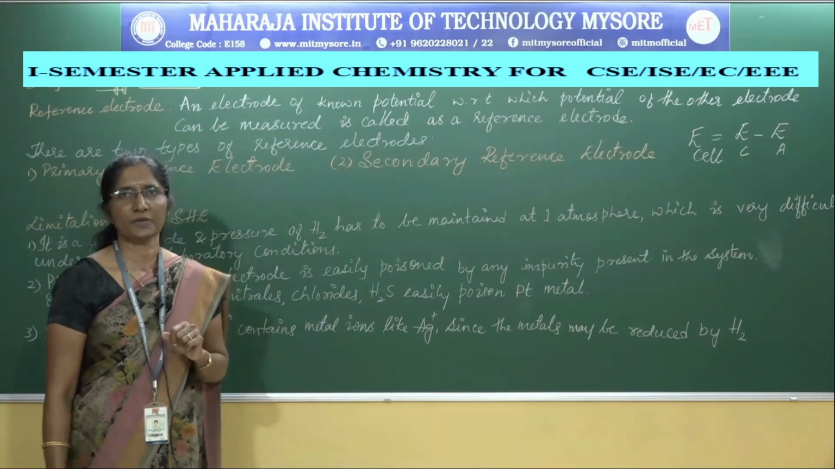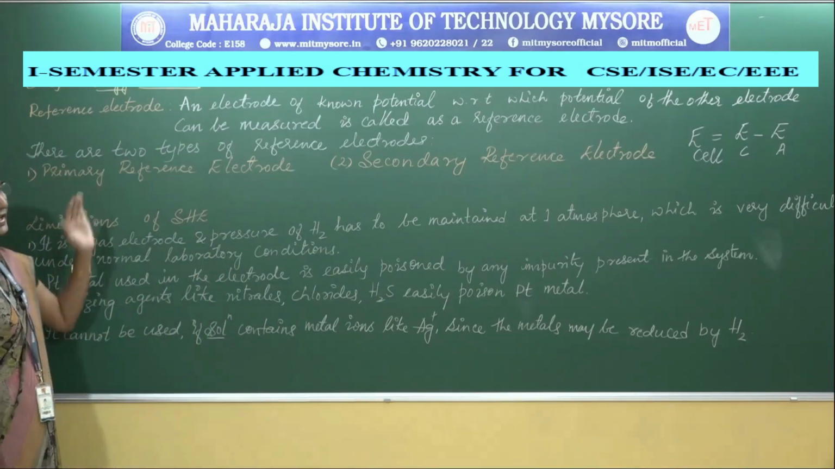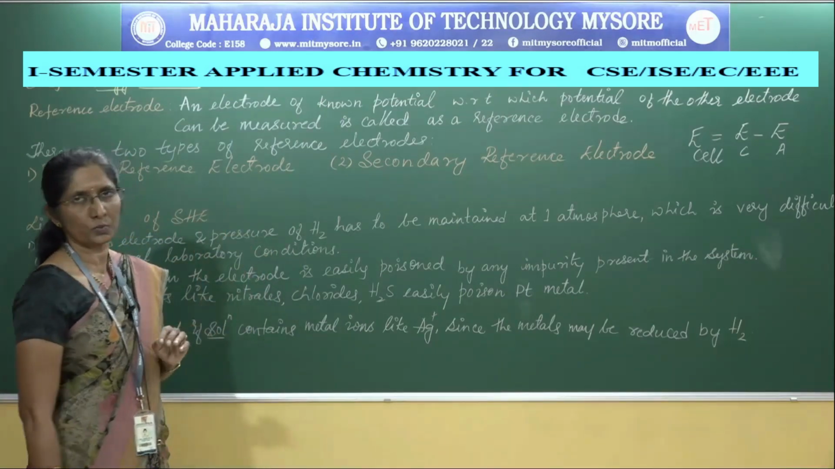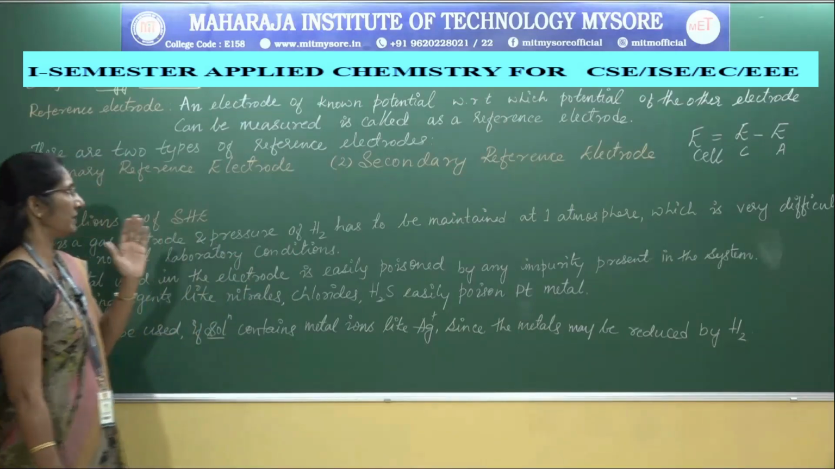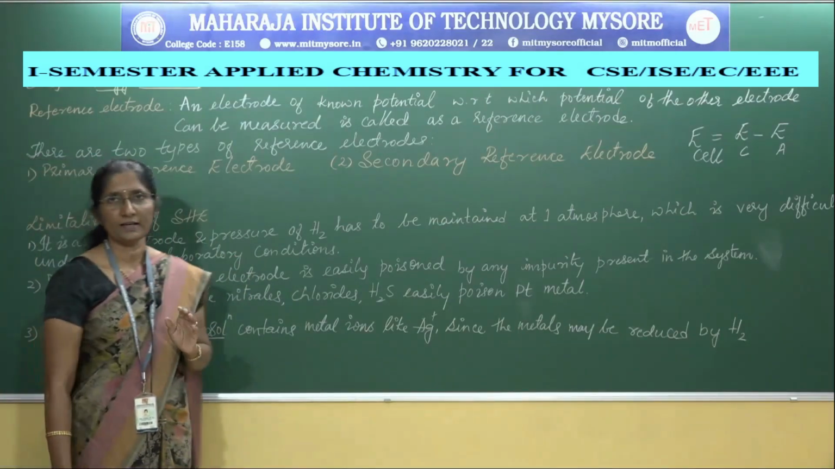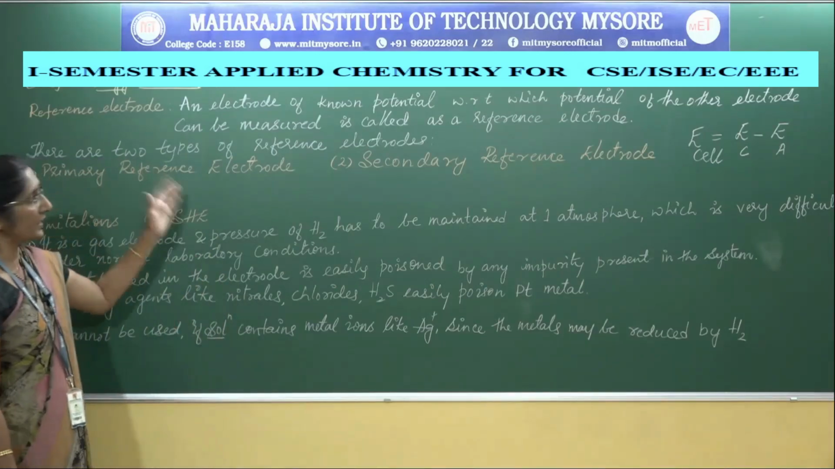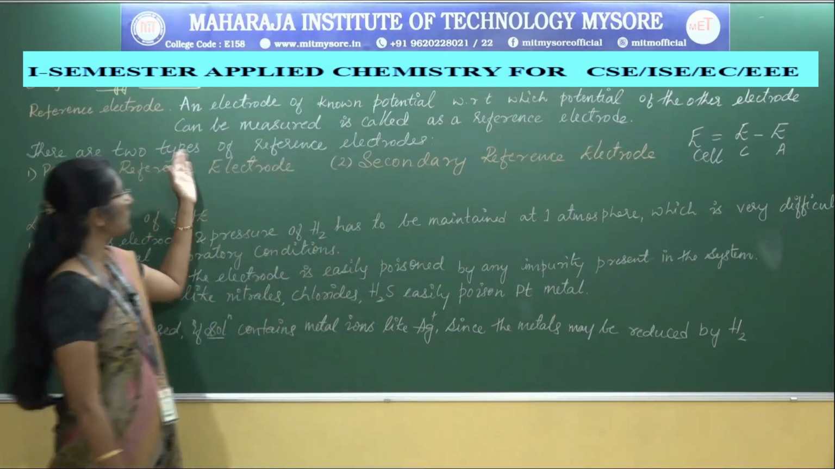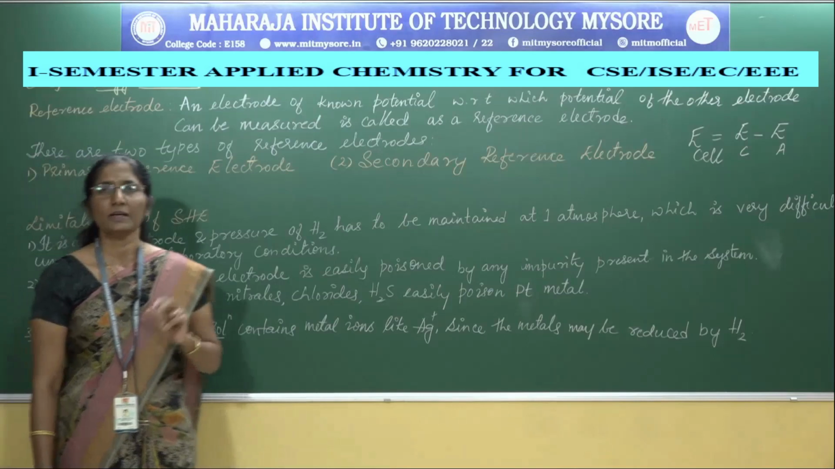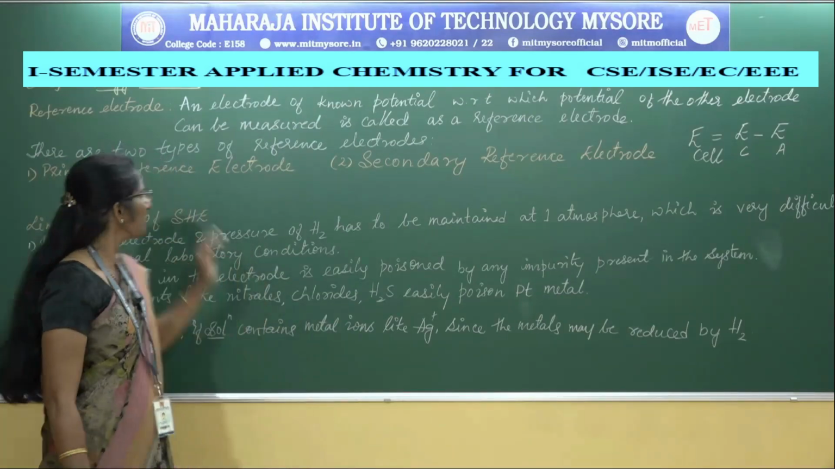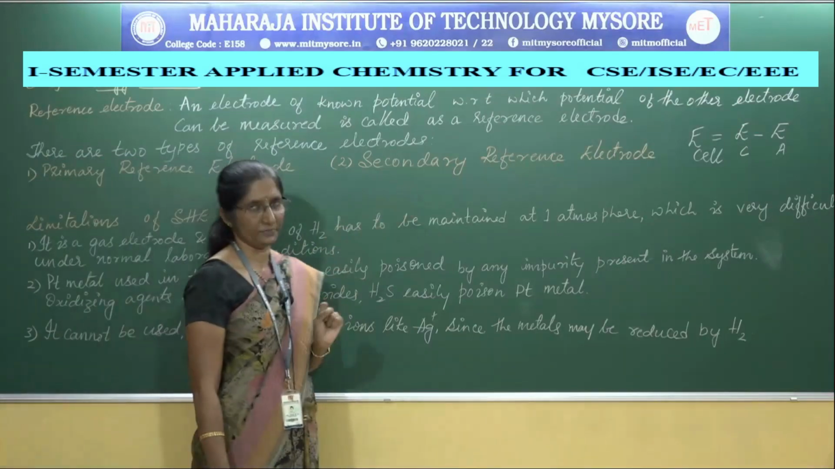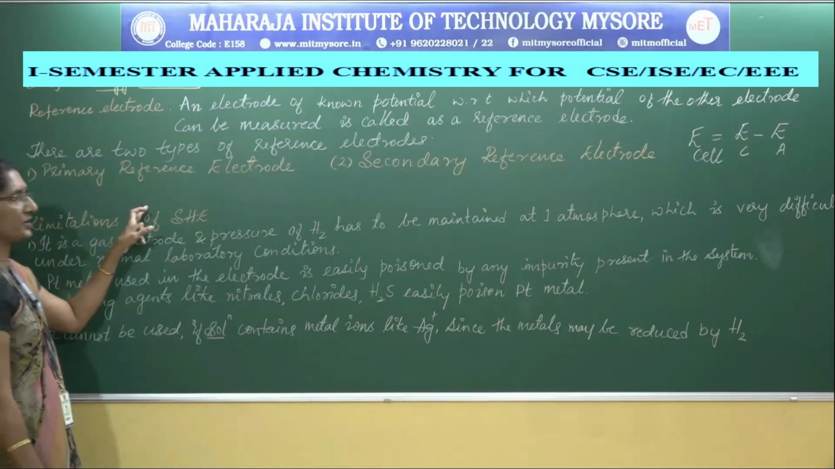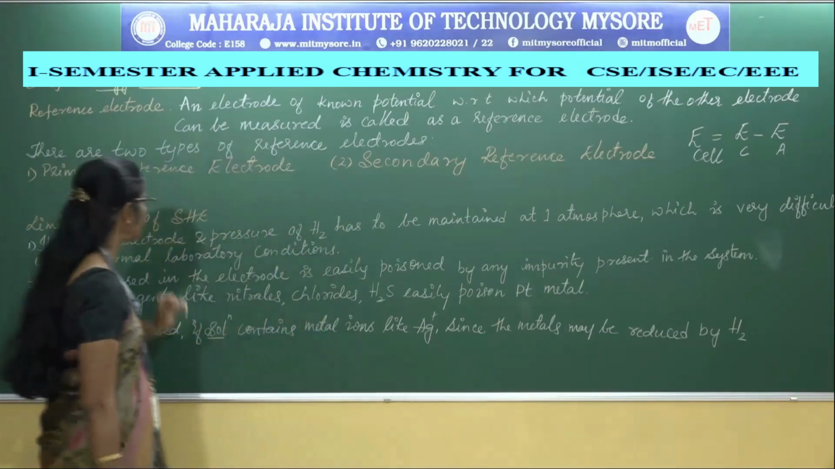Therefore, the definition of a reference electrode is an electrode of known potential with respect to which the potential of another electrode can be measured. There are two types of reference electrodes. They are the primary reference electrode and the secondary reference electrode.